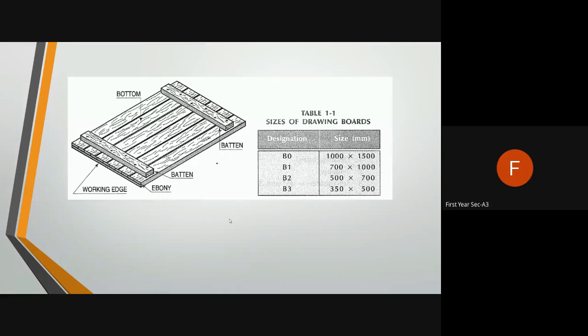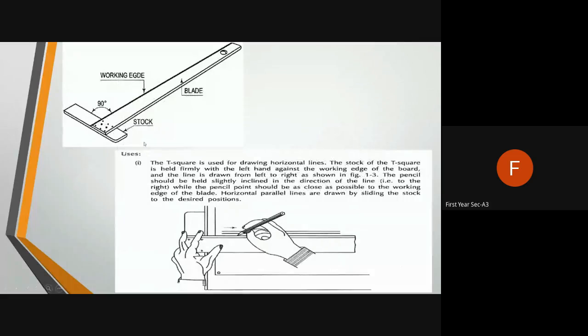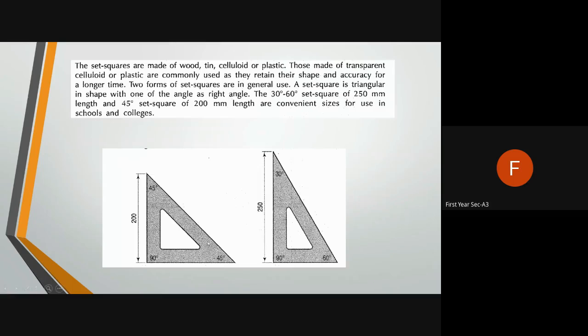So this is also one of the essential things. Then this is the T square. Right now it is not that essential. This is used for drawing horizontal lines. Earlier days it was used, but now we have set squares, so we can use set squares instead of this T square.